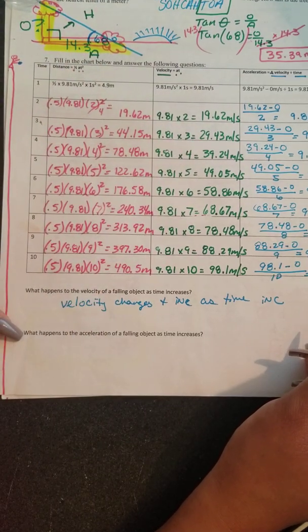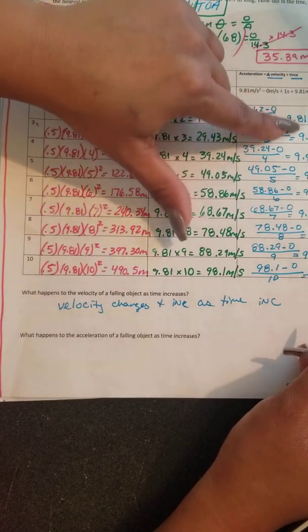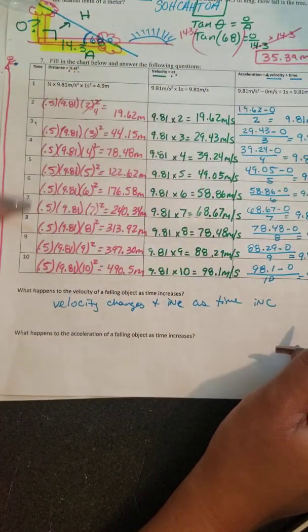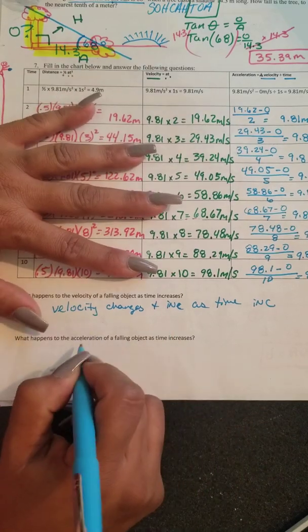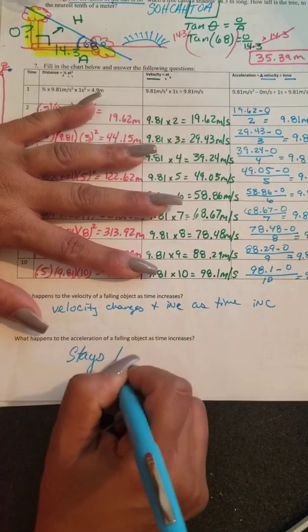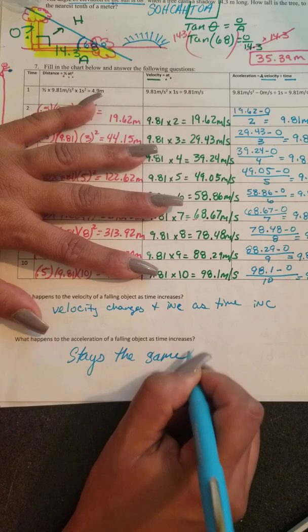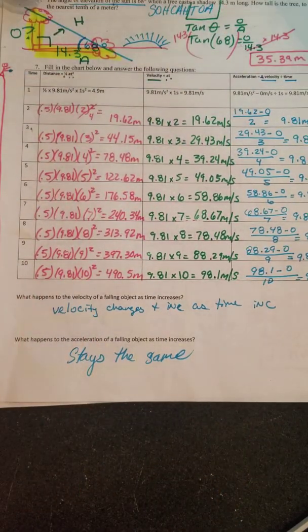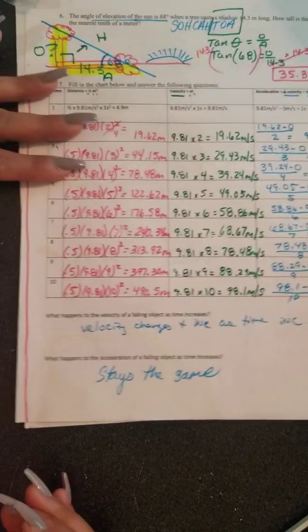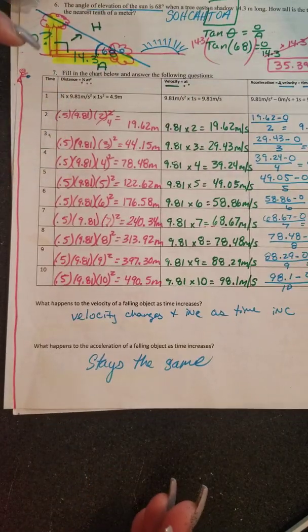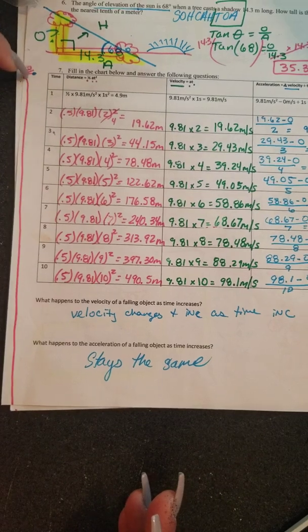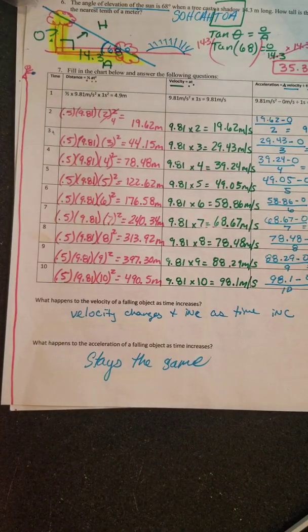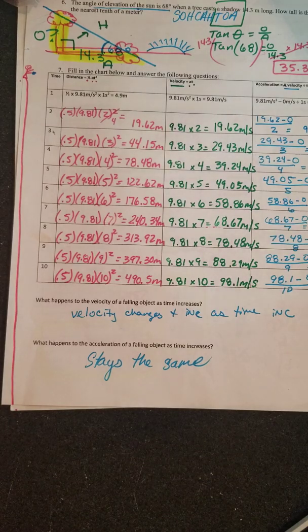What happens to the acceleration of the falling object? As the time is increasing, the acceleration stays the same. And we can see this mathematically how it works out. It stays the same. And it does not matter. We never used any type of mass in this equation. So it doesn't matter what you're dropping. It's all going to be in free fall. And they're all going to have the same exact numbers, no matter what the mass of that object is.